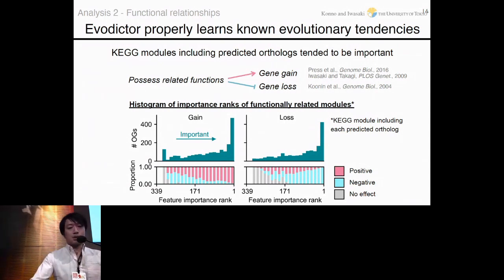So in the bottom panel, the genes that contributed to the gene gain prediction and gene loss prediction are ordered by the feature importance rank. And the pink colors mean that those genes are in the same KEGG module that shares a function, and light blue color means that they don't share their functions. So gene losses are accelerated by the absence of genes in the same function, and gene gains were promoted by the presence of genes in the same module.